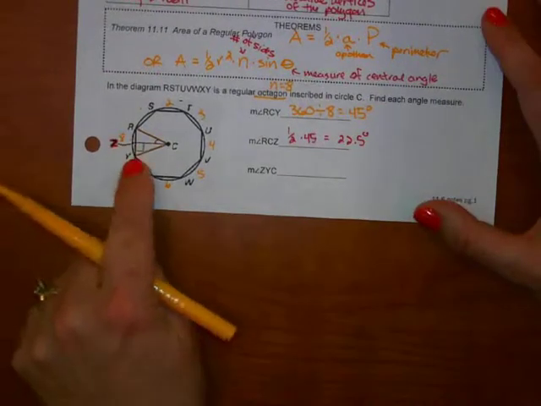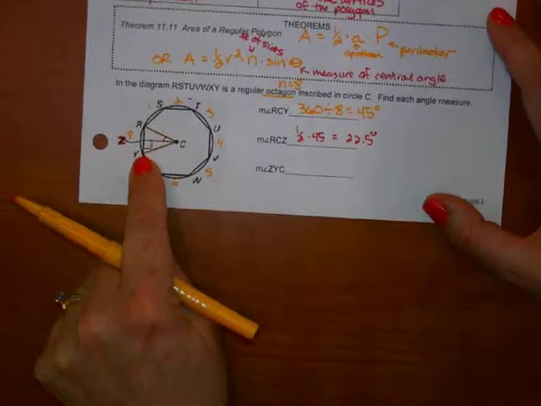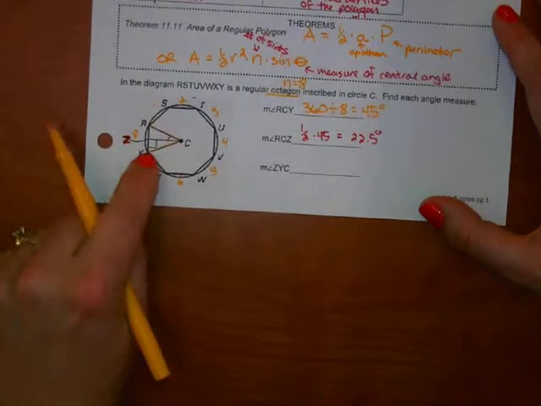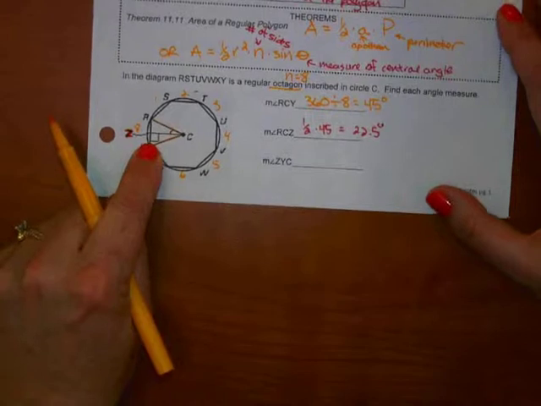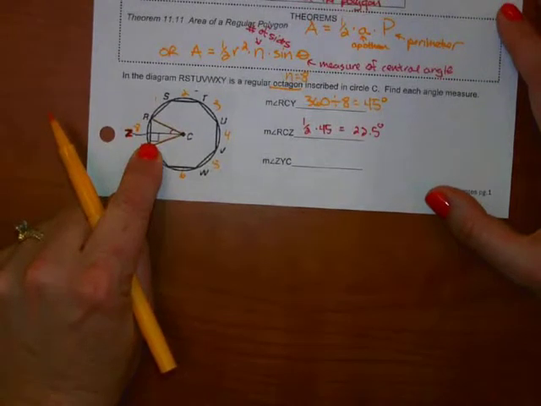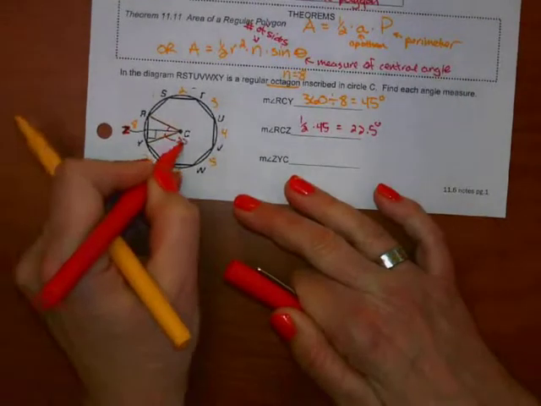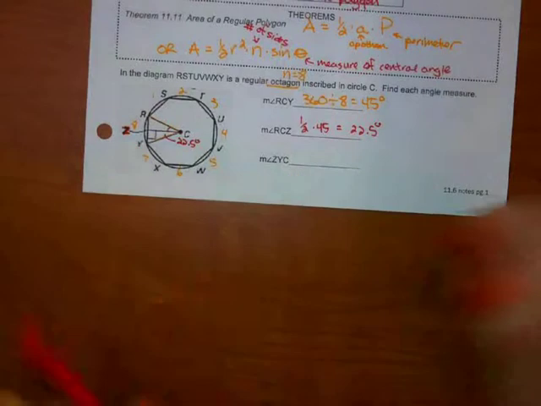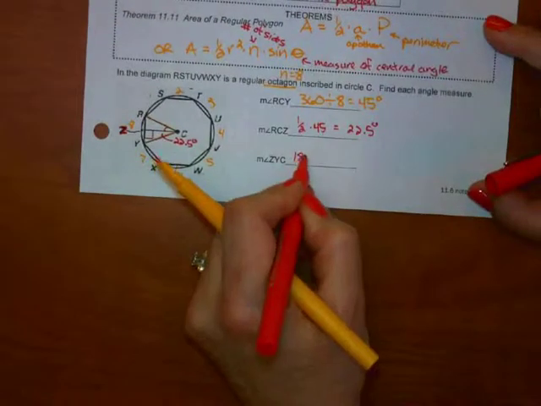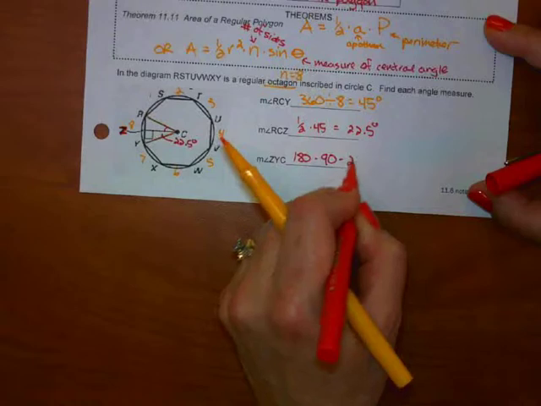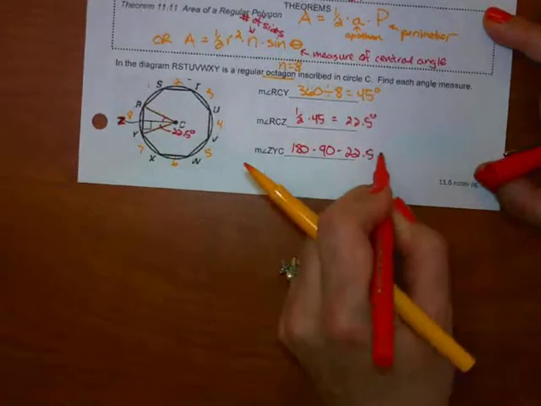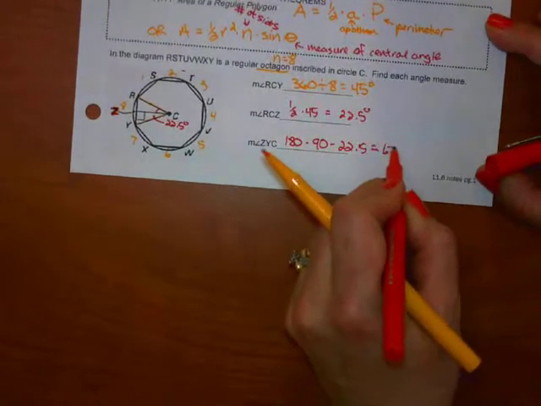And then the measure of ZYC. So this angle right here, ZYC. How would we do that? Yeah, if we know that this is 22.5 degrees, then we can just subtract, right? 180 minus the 90-degree angle minus 22.5 degrees equals 67.5 degrees.